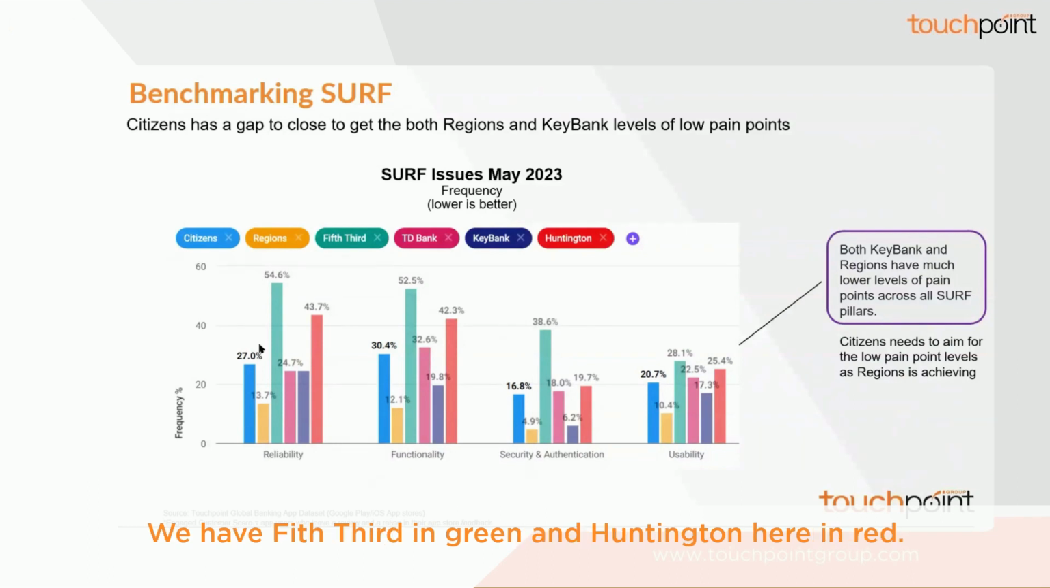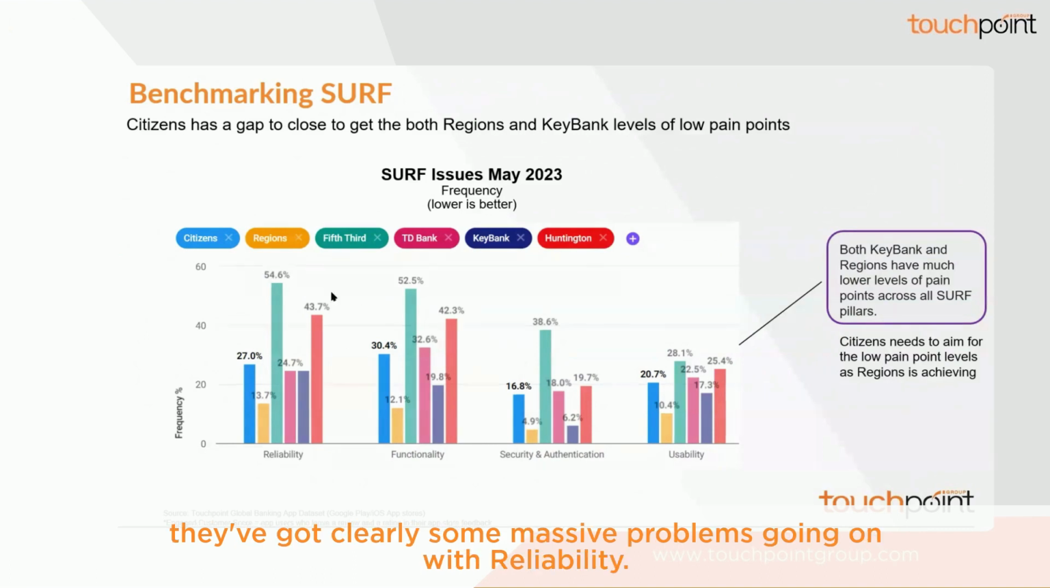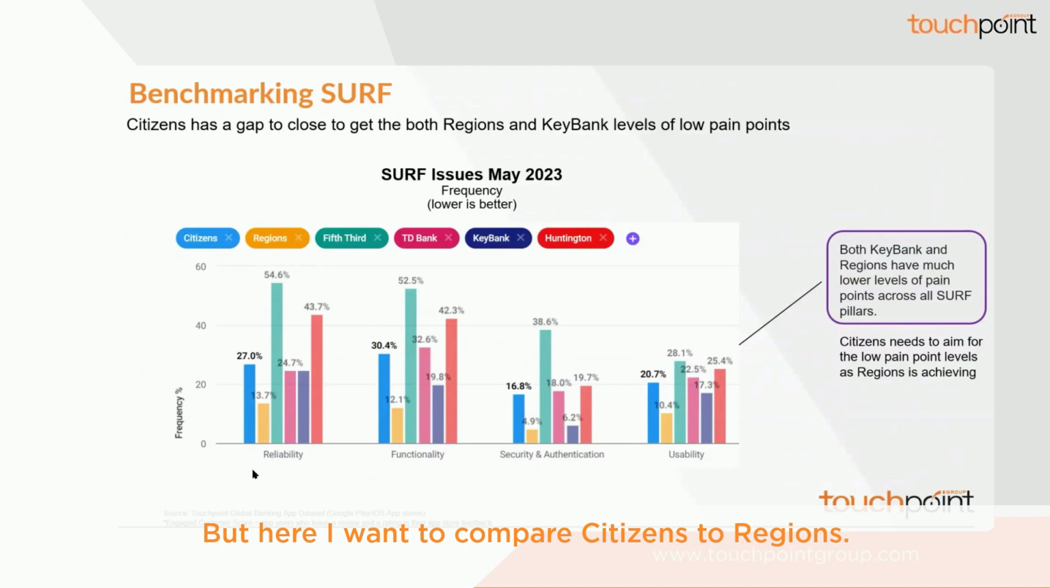Of the others, we have Fifth Third in green and Huntington in red. They're very high. They've got some other issues, and clearly some massive problems going on with reliability. But here I want to compare Citizens to Regions. So Regions is ahead of Citizens right now.